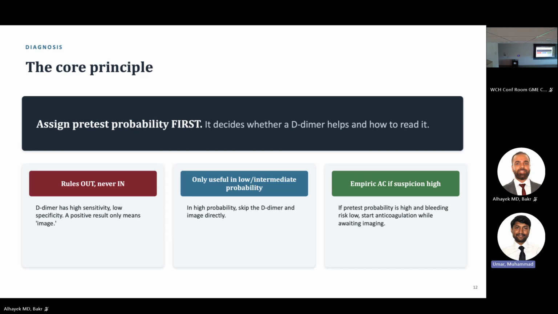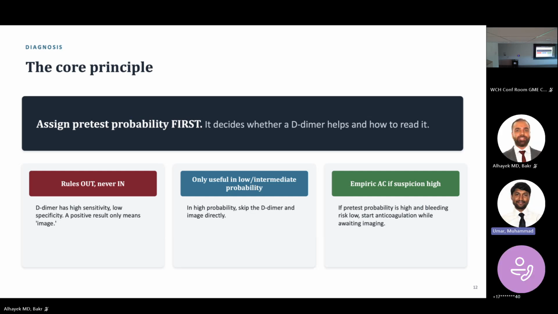Okay, so now we're going to talk about some test scoring systems. So the pretest probability comes first. It decides whether you're going to go to a D-dimer or you're going to go to a CTPE. So it rules out. It never rules in. So if you have a low pretest probability and a negative D-dimer, it rules out because it's very sensitive. Okay, so it's only useful if you have low or intermediate risk. And if you're having a high suspicion, despite all of this being negative, then you start empiric anticoagulation.